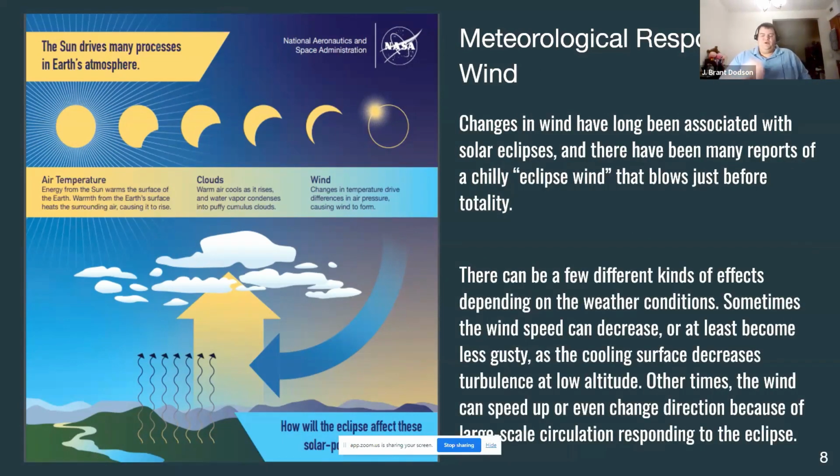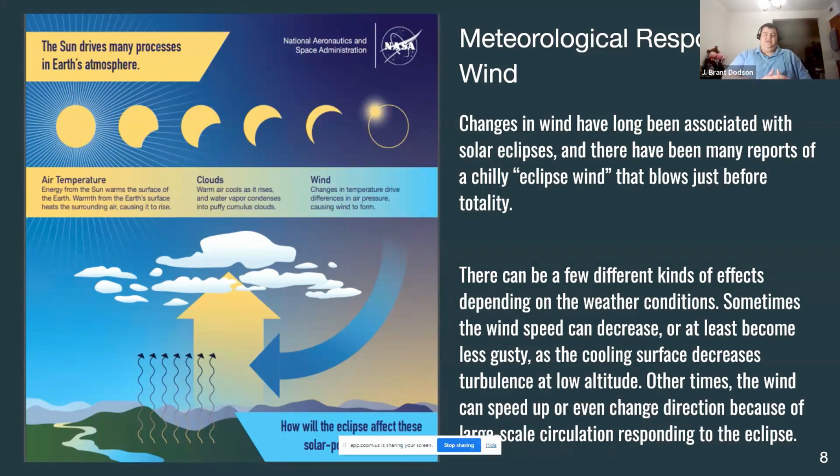And so the third response, the final one that I'll touch on, is wind. Solar eclipses commonly affect, not always, again, there's a lot of variability, but eclipses commonly affect the wind. And in fact, eclipses going back many decades have been associated with this kind of semi-mythical eclipse wind, right? When totality arrives, many people report feeling a chilly wind blowing over them. And sometimes that's recorded in the data, but not always. But we need a lot more data to figure out all the details about how that works.